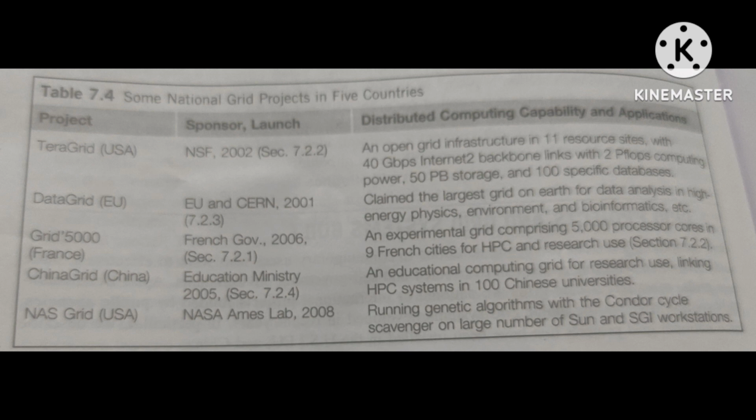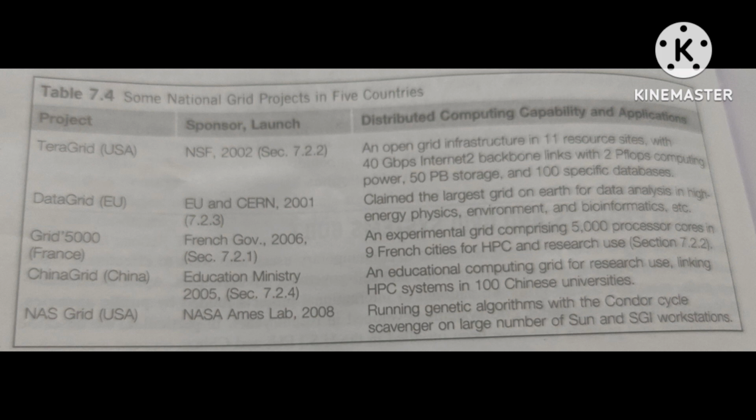And the next one is ChinaGrid, and it belongs to China. It is sponsored by the Education Ministry and it was launched in the year 2005. So it is an educational computing grid especially for research purposes and it is linked by using HPC systems in 100 Chinese universities. So this is especially built for the academic projects of the students in 100 Chinese universities.